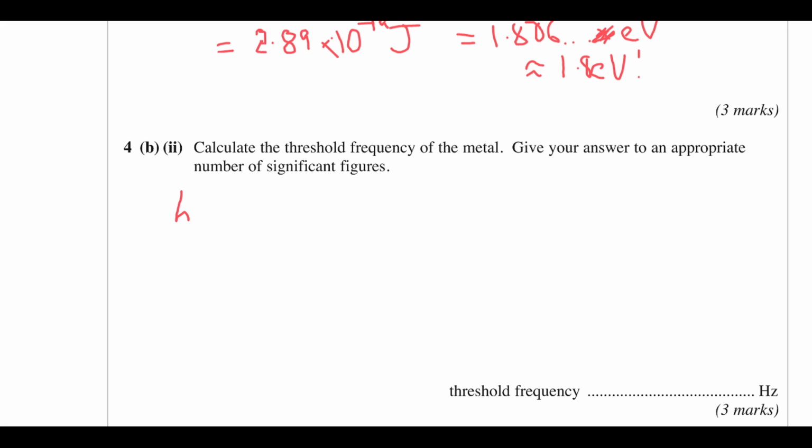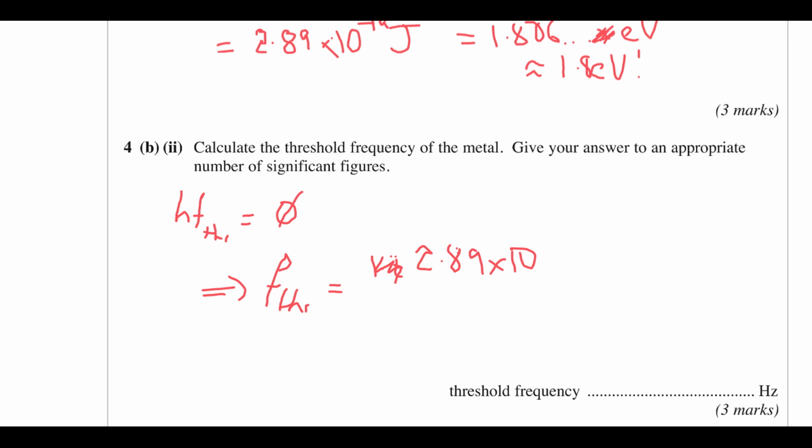Work out the threshold frequency of the material. So Planck's constant times f threshold is equal to the work function. So that means threshold frequency is, well, let's just go straight into the joules one. So it's 2.89 times 10 to the minus 19 divided by 6.63 times 10 to the minus 34.